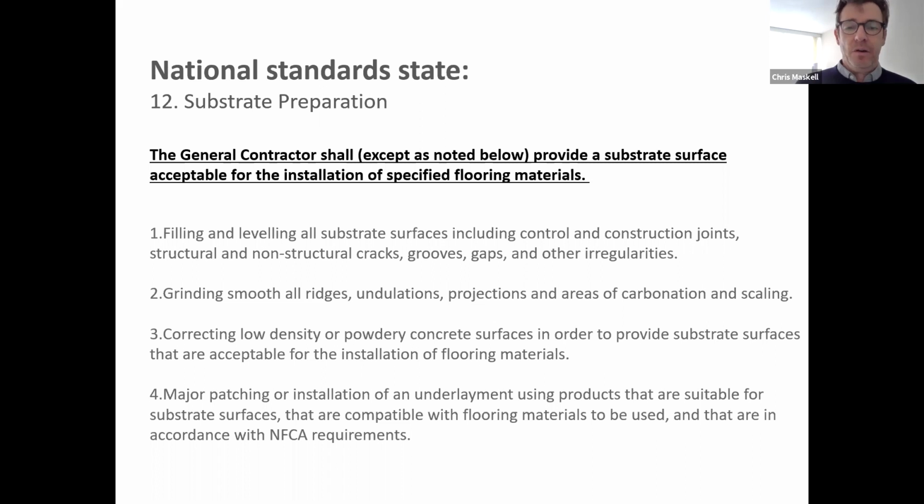We've had contracts with some significant dollar figures attached to them change. Maybe there's a big dispute on site, for example. The dispute has been solved when reading this unbiased third-party language because it's logical. So the general contractor shall provide a substrate surface acceptable for the installation of specified flooring materials. Top sentence, for example, filling and leveling of substrate surfaces, including control and construction joints. Not our job as floor covers to fix that. So we won't read through the whole thing, but I think you get the idea. It's very specific about what is included in substrate preparation.